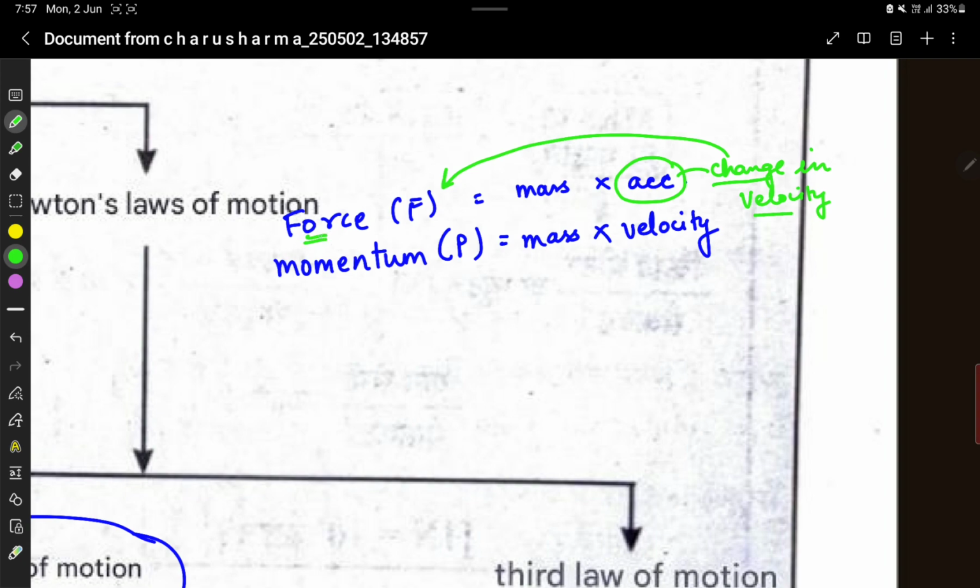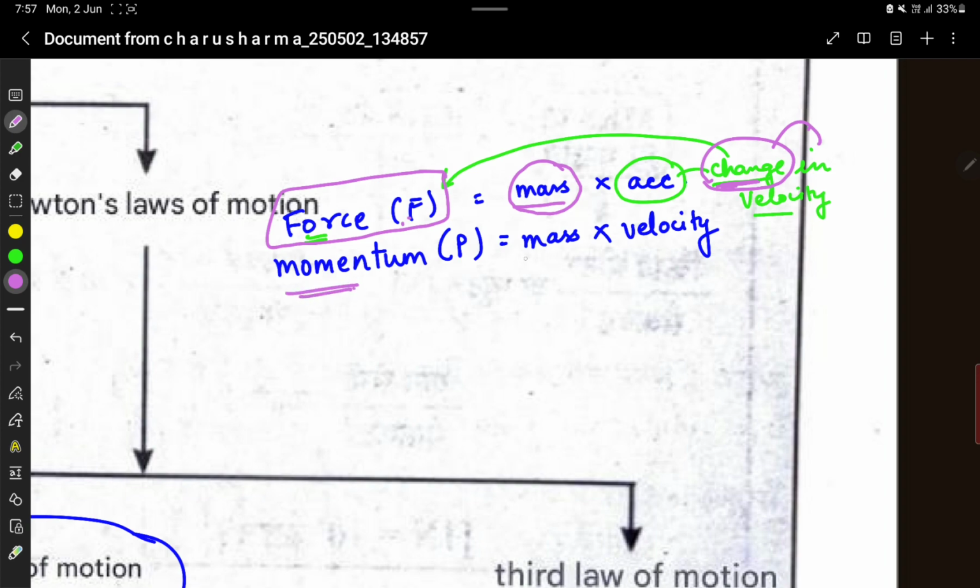What does force say? Force says that whenever you have a certain mass and you are changing its velocity, then in order to change that velocity you need to apply a certain force. So force is when the mass is changing its velocity. That is your force. But what is momentum?